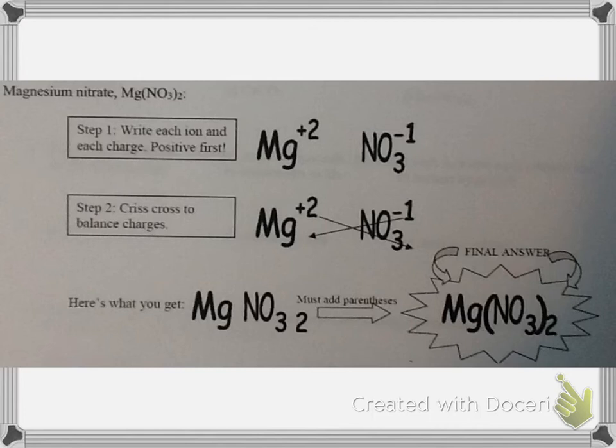Magnesium nitrate. Step 1, write each ion and each charge, positive first. Step 2, crisscross to balance the charges. So again, I have a 2 and a 1. Now, here's what you get, MgNO3, 2, which means you must add parentheses. So you have to add parentheses if you need more than one polyatomic ion.